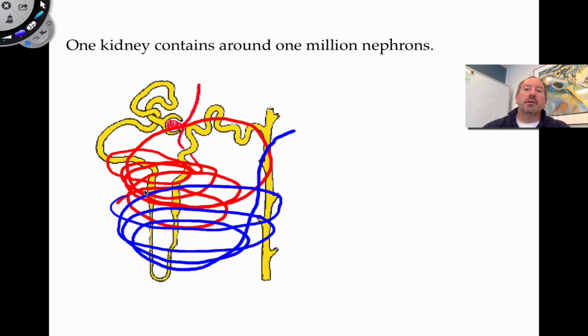So this is the peritubular capillary network. What's the significance of it? Oh, it's huge. All the fluid that's in the renal tubule that the body wants to keep is then reabsorbed back into the bloodstream in these capillaries.